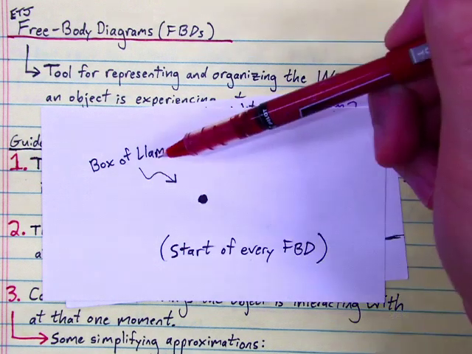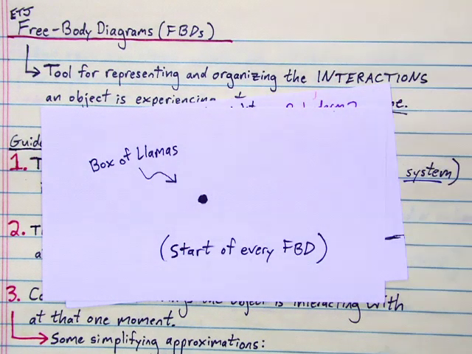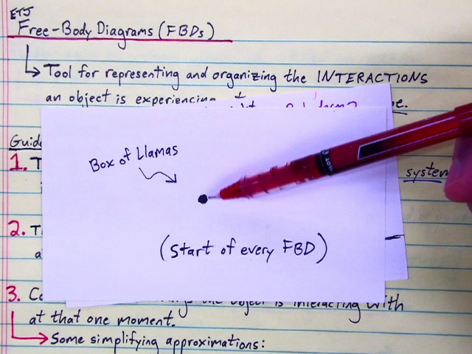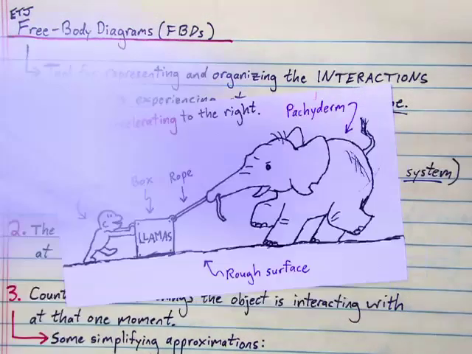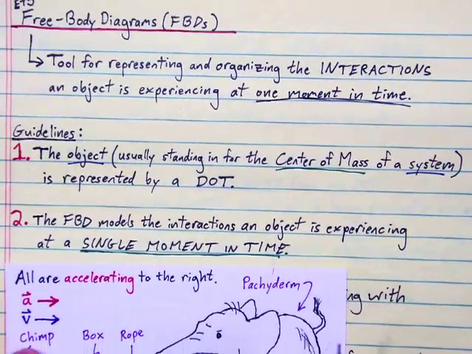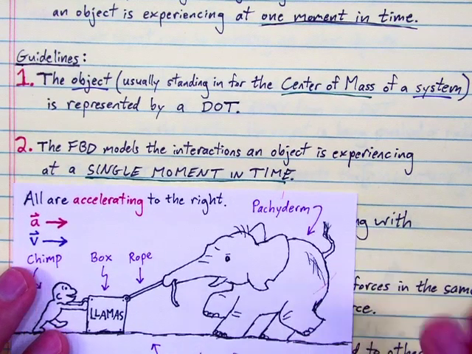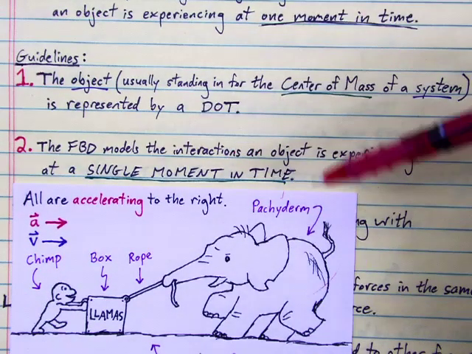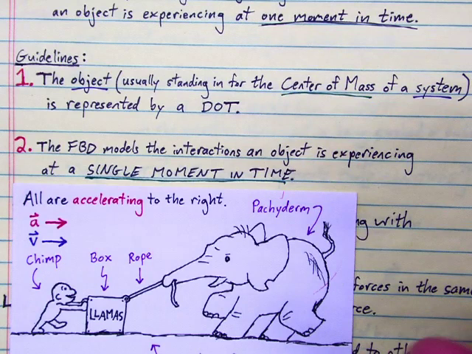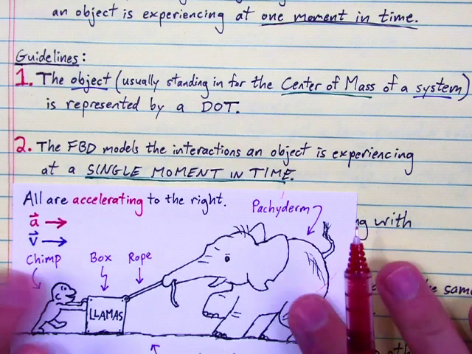You can draw a box of llamas if you can draw a dot. You don't have to be a great artist. Every object is just represented as a dot when you're drawing the FBD for that object. Two, the FBD models the interactions that an object is experiencing at a single moment in time. This is a frozen moment in time. As soon as the interactions change, a new FBD must be drawn.